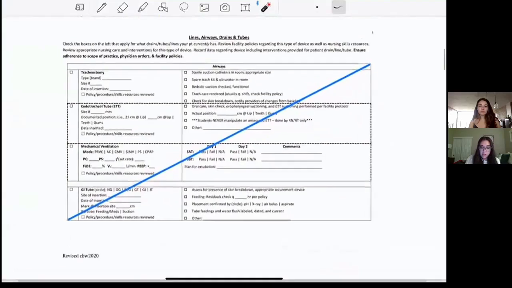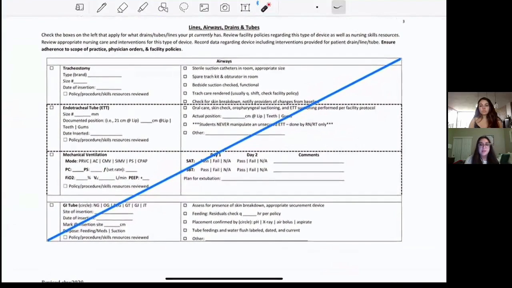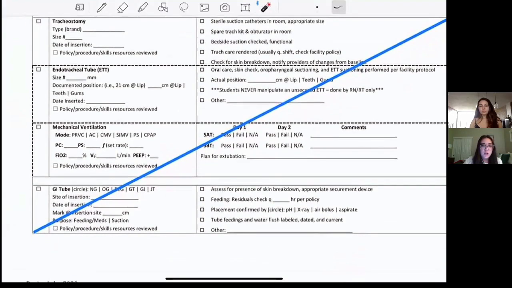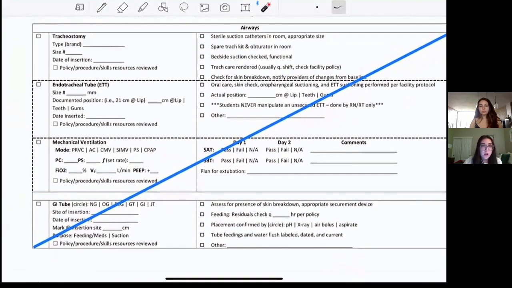This section right here is your lines, drains, airways, and tubes. Typically on your medical surgical floors, you're not going to have patients who are intubated. Very rarely that happens, but sometimes you will have those patients, so you would document all of that here. Same thing if they have a GI tube or a PEG tube, a tracheostomy.